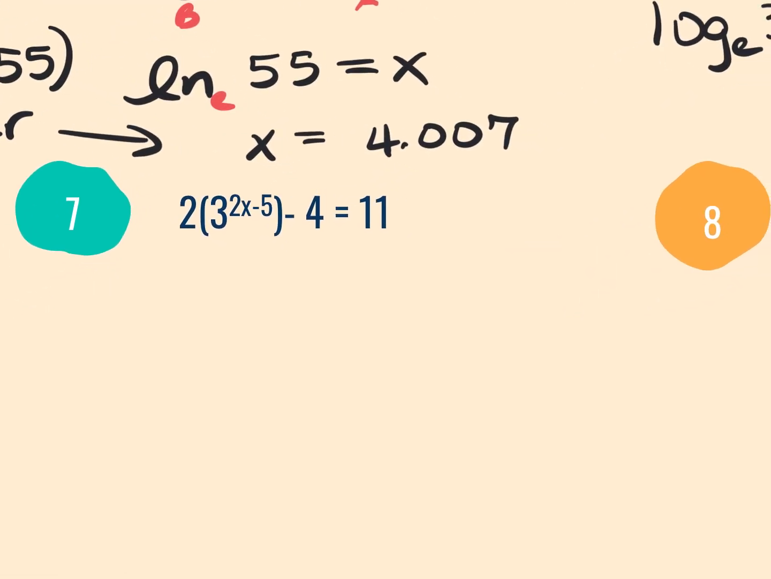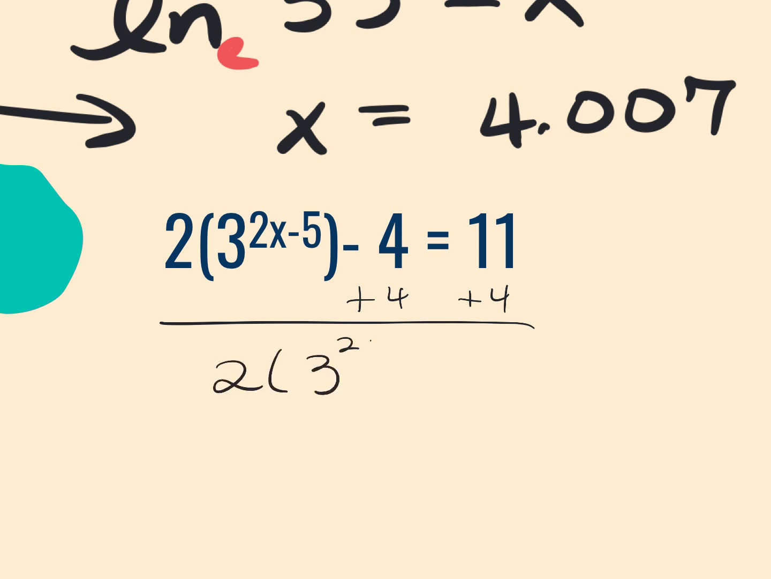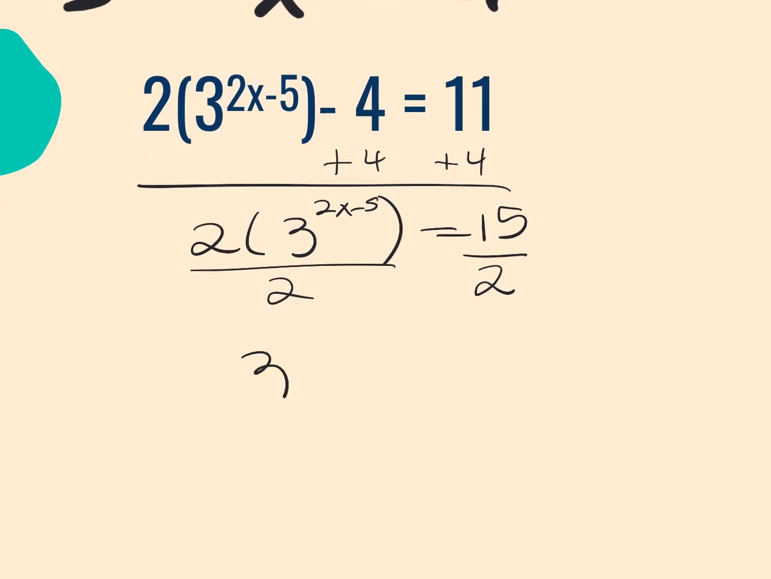For number 7, again, I want to isolate the exponent. So I'm using my Algebra 1 skills here. I'm going to first add 4 to both sides. And then I get 2 times 3 raised to the 2x minus 5 power equals 15. Divide by 2. And now my exponent is isolated. I'm going to leave it a fraction. Now, I cannot make these bases the same, so I'm going to convert it to log.